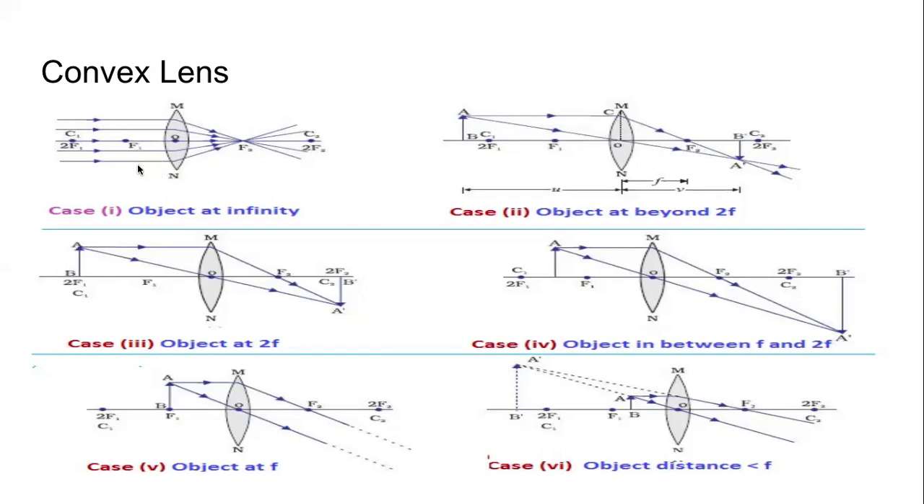So case number 1 and case number 5 are converse of each other. Case number 1, the object is at infinity, the image is formed at the focus. Case number 5, the object is at focus, the image is formed at infinity. If you understand these relationships, then remembering this is easy. You don't have to remember it.